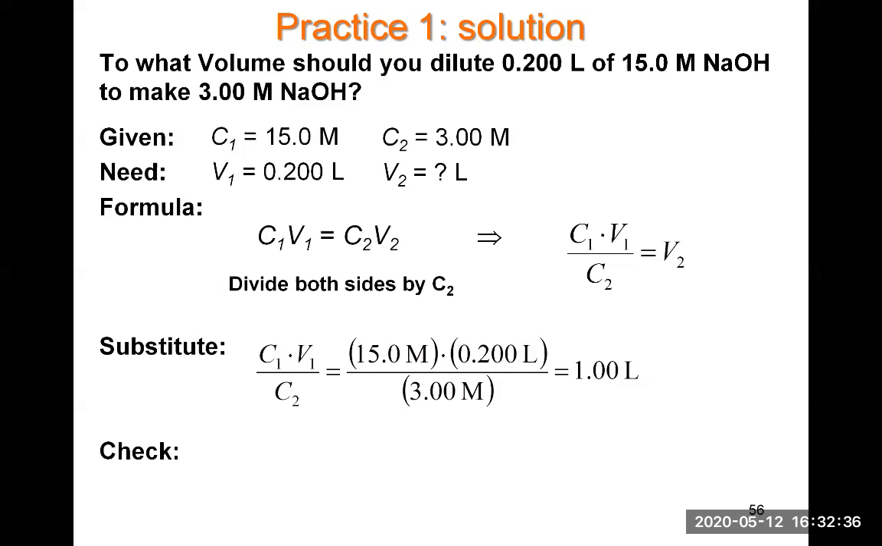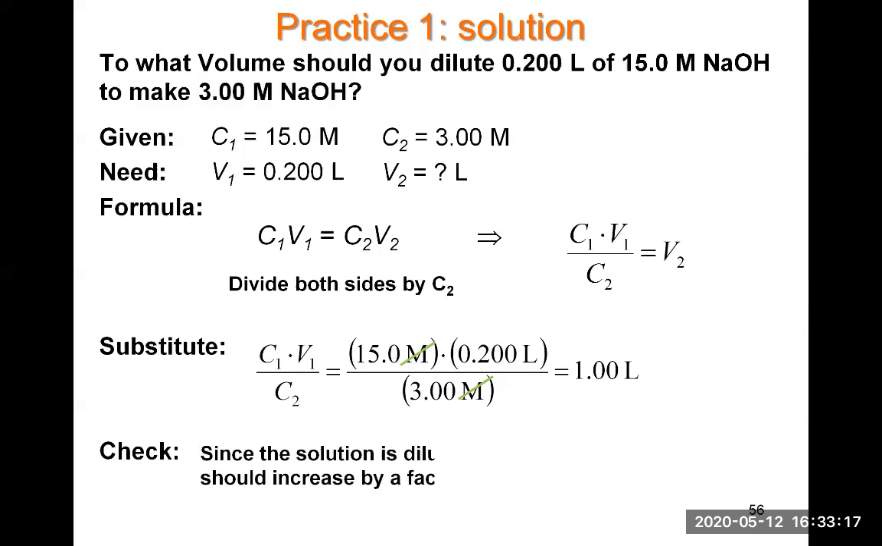However, you have to pay attention to significant figures. Here, if we look at all the given values, they all have 3 sig figs, right? All the zeros are significant, except for the 0 in front of 0.200 liters, but the zeros to the right are significant. So we need to keep 3 sig figs, and that's why it's going to be 1.00 liters. You see that the molarity units cancel, and you're left with liters. So your volume 2 will be in liters, and it's going to be 1 liter.